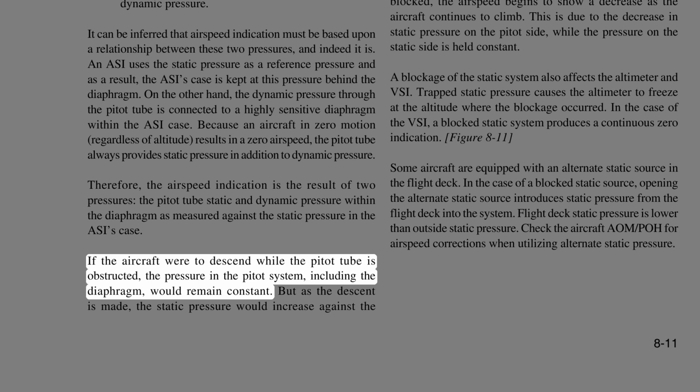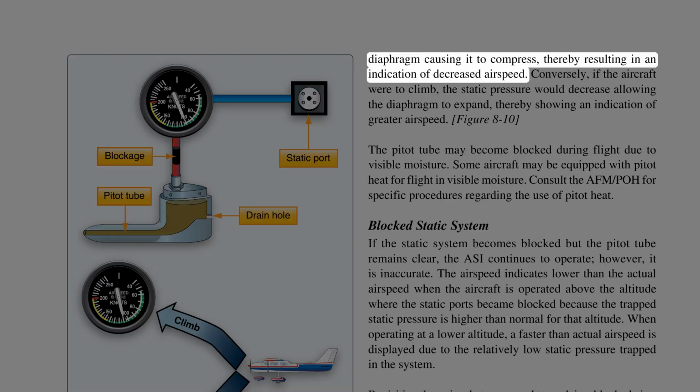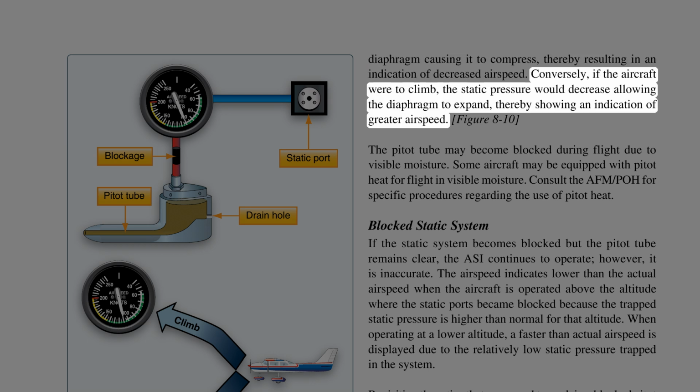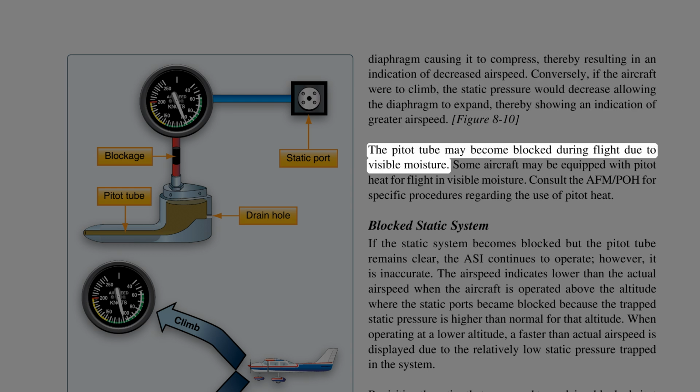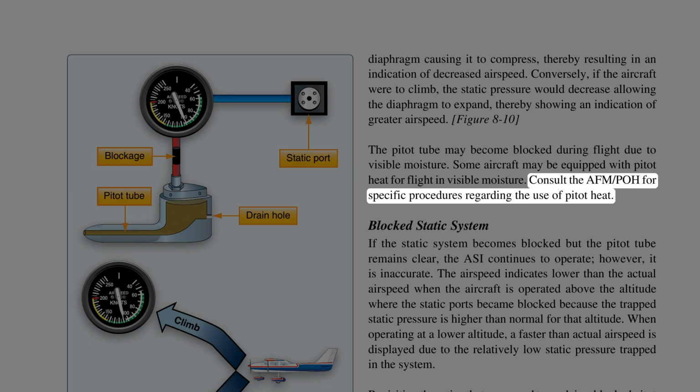If the aircraft were to descend while the pitot tube is obstructed, the pressure in the pitot system, including the diaphragm, would remain constant. But as the descent is made, the static pressure would increase against the diaphragm, causing it to compress, thereby resulting in an indication of decreased airspeed. Conversely, if the aircraft were to climb, the static pressure would decrease, allowing the diaphragm to expand, thereby showing an indication of greater airspeed. The pitot tube may become blocked during flight due to visible moisture. Some aircraft may be equipped with pitot heat for flight in visible moisture. Consult the AFM/POH for specific procedures regarding the use of pitot heat.